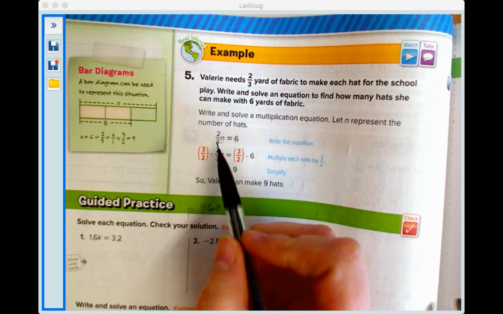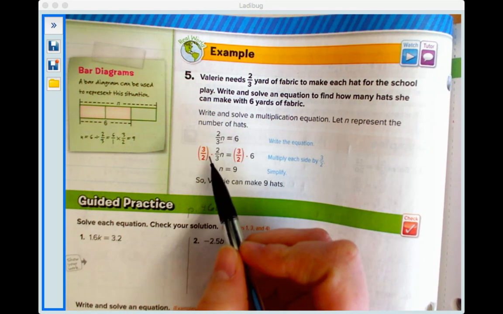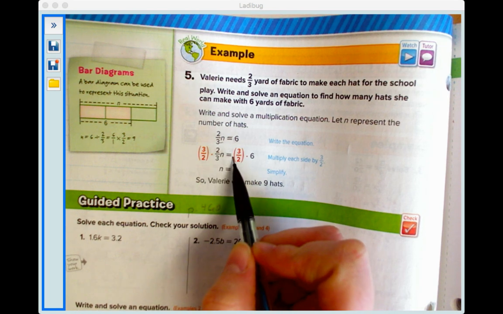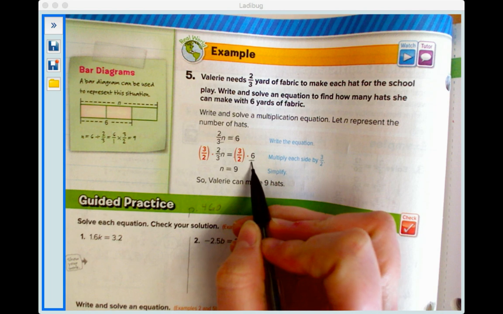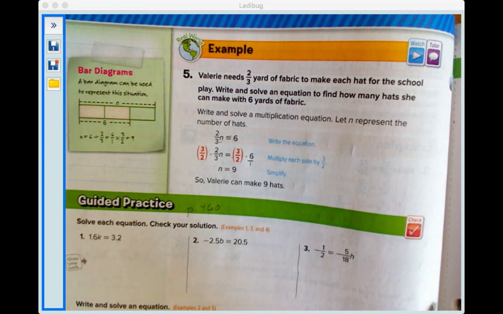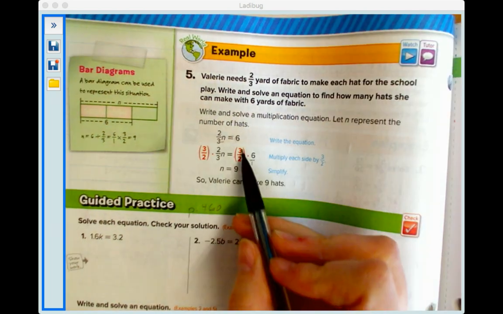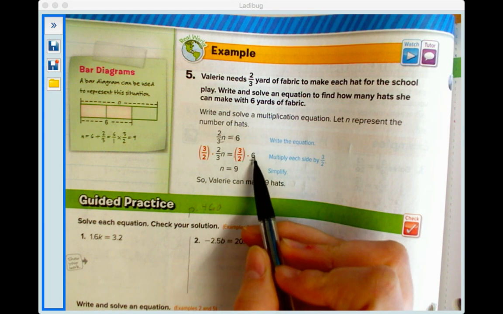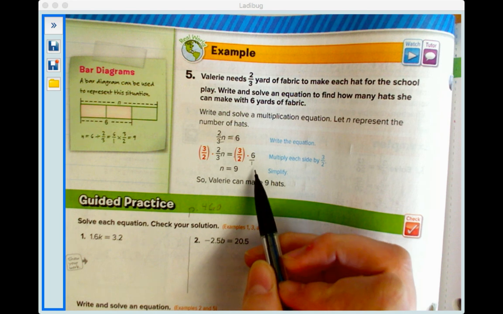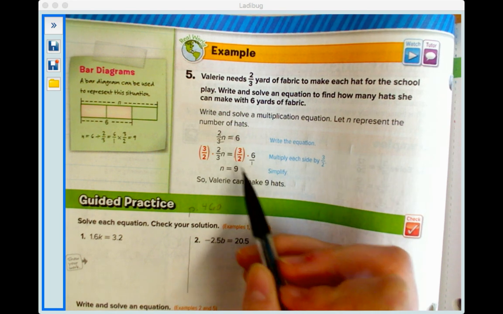To figure out how many hats she can make, you're going to flip, just like we've done previously, and multiply. And remember, every whole number has an invisible 1 underneath it. So 6 times 3 is 18, 2 times 1 is 2, 18 divided by 2 is 9.